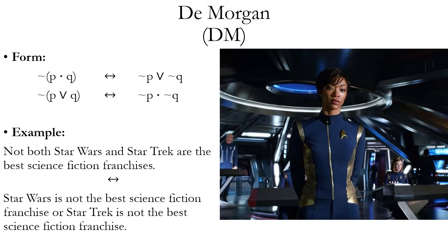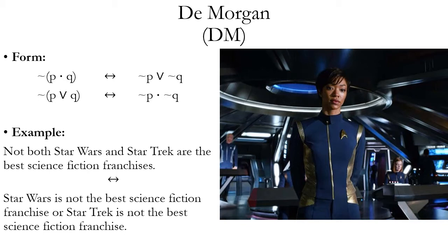Intuitively, you can make sense of this rule by understanding what the negated conjunction means. It means not both. So if you know that not both things are true, then one or the other has to be false. Either the first one is false or the second one is false. Similarly, with the negated disjunction, that means neither nor. So intuitively, you know that if neither P nor Q are true, then both P must be false and Q must be false.